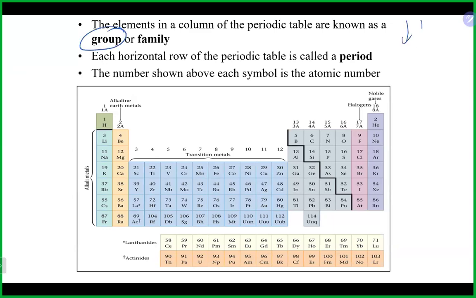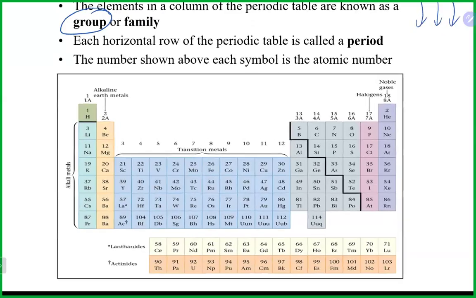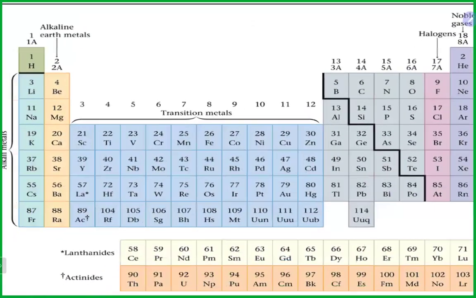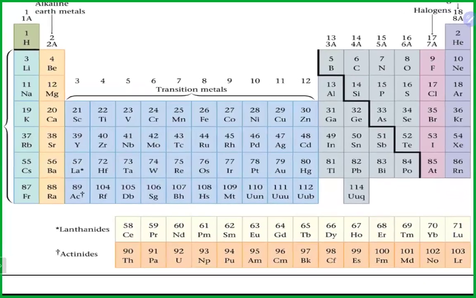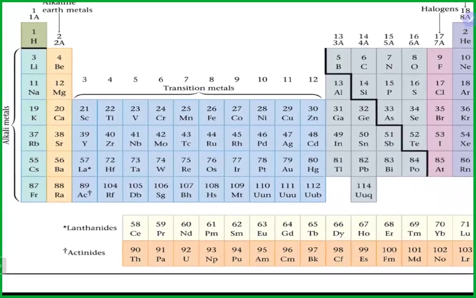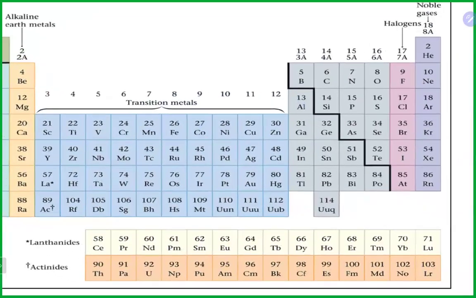Groups are up and down on the periodic table, yeah? So you go up and down on the periodic table. That is your groups. When you look at a periodic table, such as the one we see here, those are numbered up on top. And you oftentimes will see a few different types of numbering when you look at it.